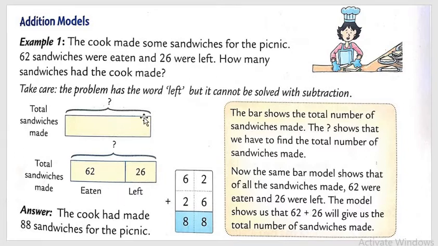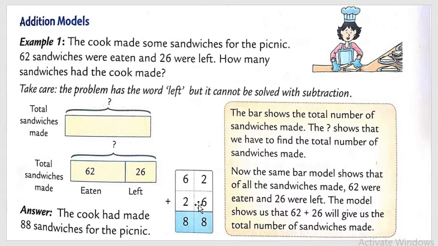Okay, so as a bar model we draw the first bar and then we write in the details: total sandwiches made, and then we write the 62 eaten and 26 left. Understood? So we write it like that. So we do addition here: 62 plus 26.